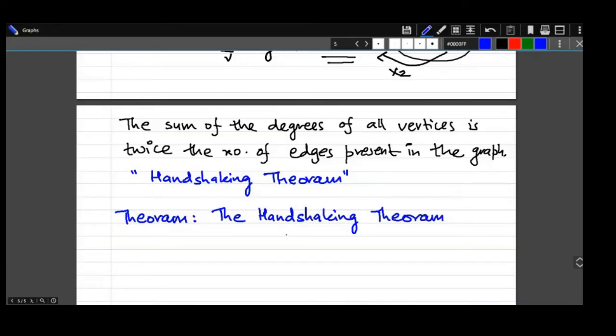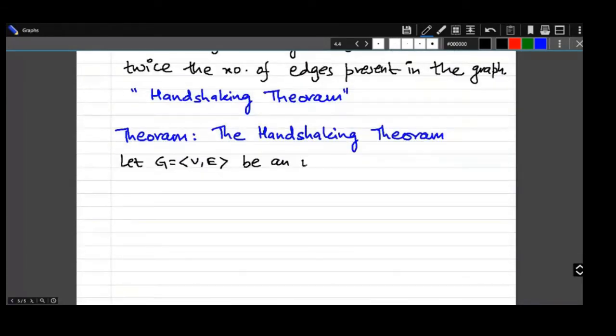Okay. So again, I'll write it in a nice way. Let G is equal to (V, E). What does it mean? Let G be a graph where you have set of vertices and set of edges. Be an undirected graph.